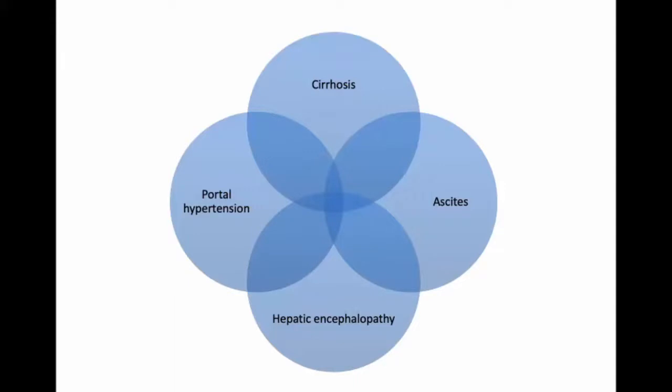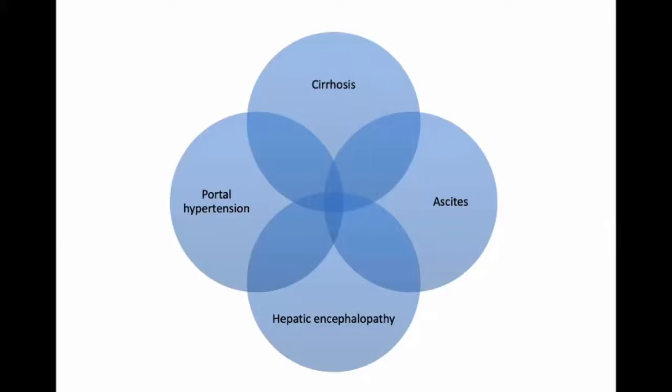Now you can see that these four circles, these four entities, have an overlapping area. So basically what it means is, for example, if you take cirrhosis and ascites, sometimes ascites is caused by cirrhosis. That's what the overlapping area means. Similarly, cirrhosis, portal hypertension, and ascites can also all be connected to each other. But at the same time, in those circles, there are also non-overlapping areas.